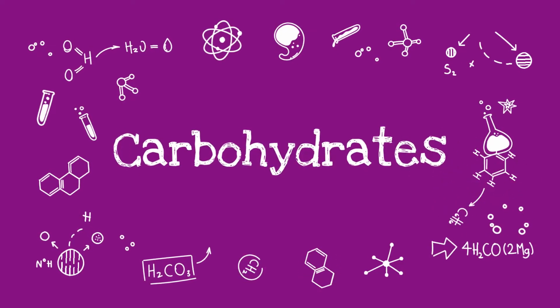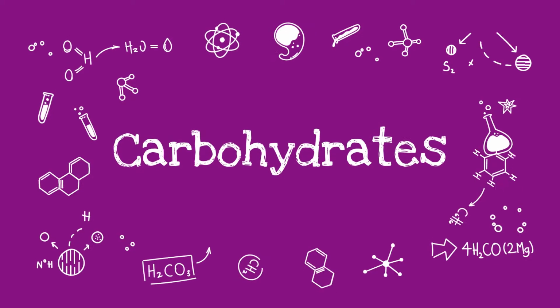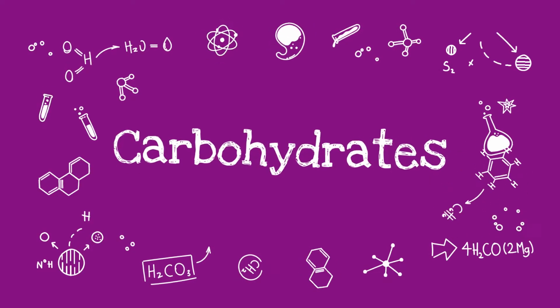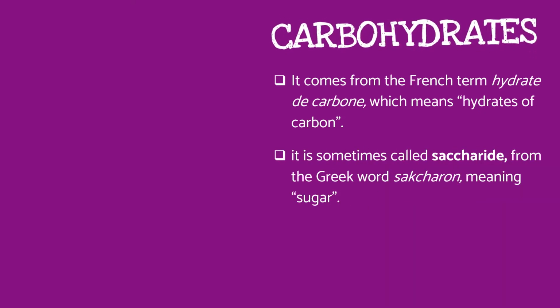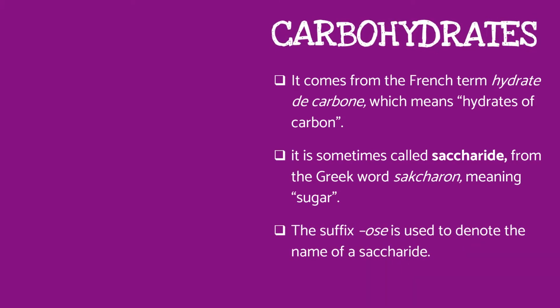Today, we will discuss carbohydrates and their classifications. Carbohydrates comes from the French term hydrates de carbone, which means hydrates of carbon. It is sometimes called saccharide from the Greek word saccharon, meaning sugar. The suffix -ose is used to denote the name of a saccharide.